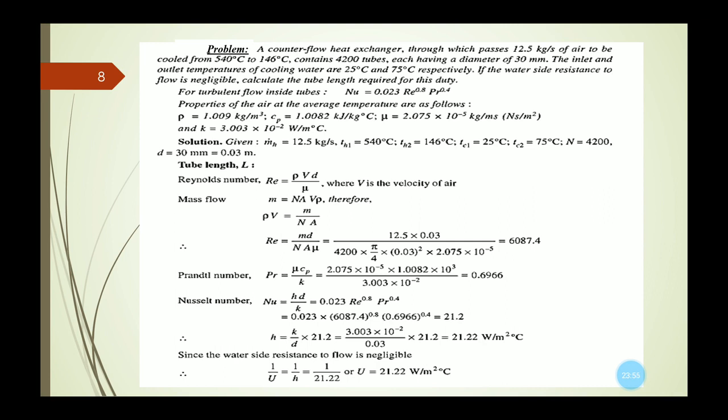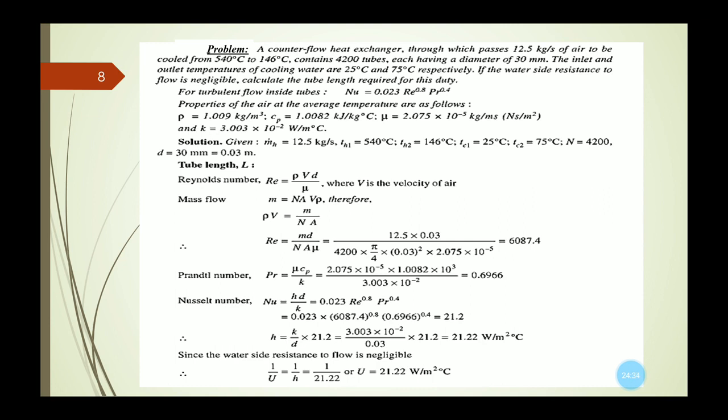A counter flow heat exchanger through which passes 12.5 kg per second of air to be cooled from 540 degrees centigrade to 146 degrees centigrade. It contains 4,200 tubes, each having a diameter of 30 mm. The inlet and outlet temperatures of cooling water are 25 degrees centigrade and 75 degrees centigrade respectively. If the water side resistance to flow is negligible, then calculate the tube length required for this duty.